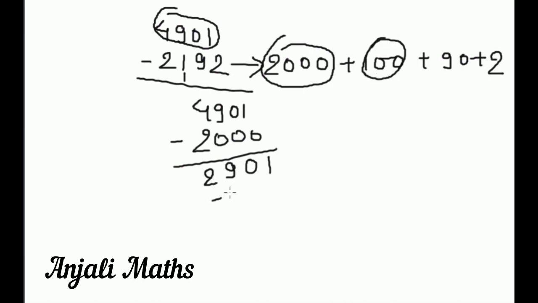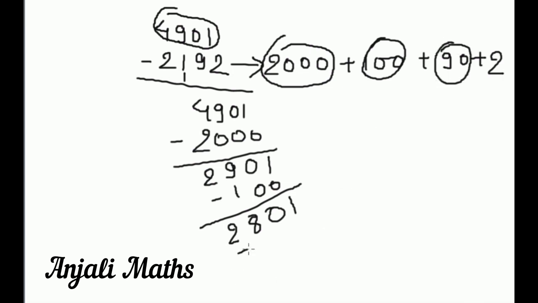Now we will subtract 100. 1 minus 0 is 1, 0 minus 0 is 0, 9 minus 1 is 8 and this is 2. So 2801. Now we will subtract 90. 1 minus 0 is 1 and we will borrow 1 here. Now this is 10. 10 minus 9 is 1. Now this is 7. So we will write 7 and 2.